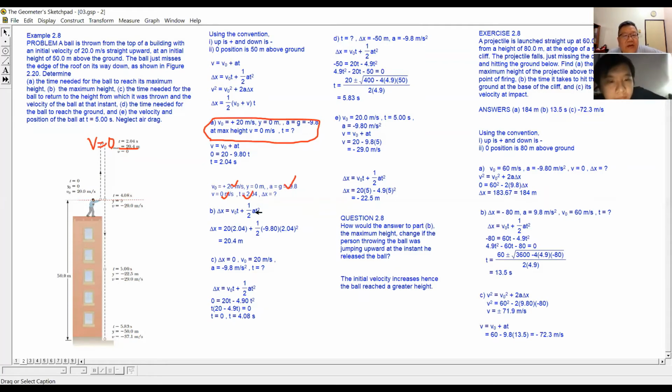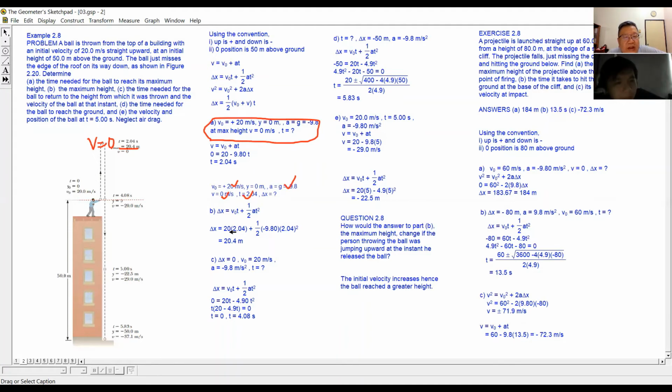Where? This one, sorry, I found the wrong one. Okay, so this one is what you want to use. We want to find the displacement here. So this one, just leave it there, delta x, because this is what we want to find.